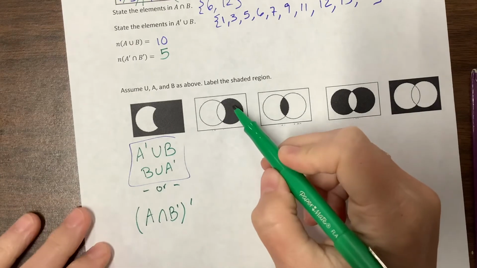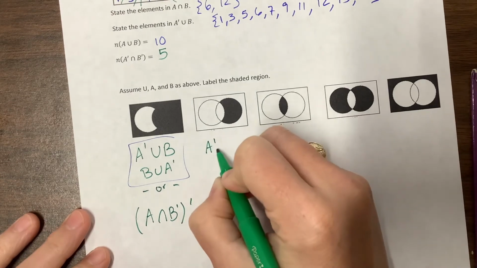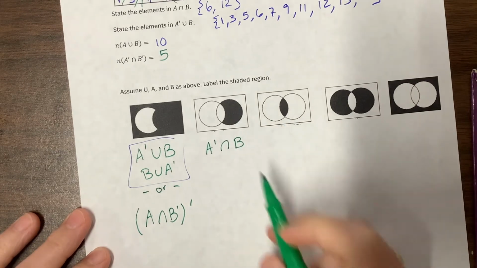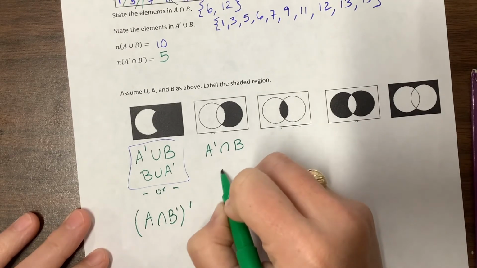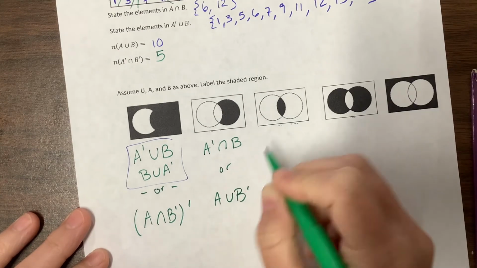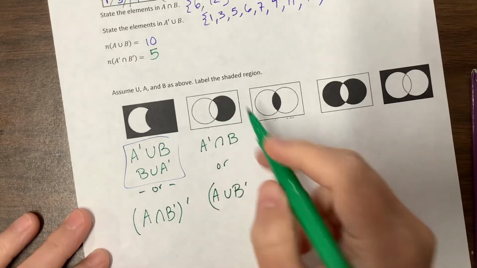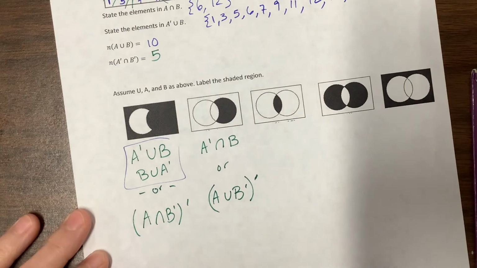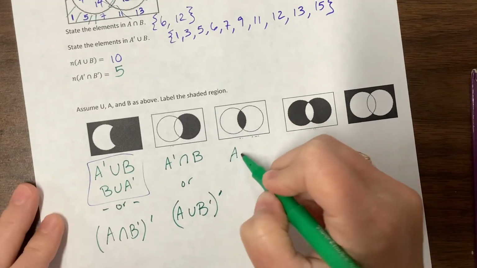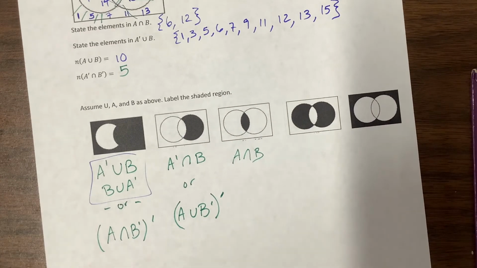The next one, what I have right here, is A naught intersecting with B. It's outside of A, but it has to be in B. Or what we could say is that it's A union B naught, everything that's not in B, but it would give me the not shaded part, so then I can negate it to get the shaded part. The next one, the easiest thing to say about this is just A intersect B. I don't really want to come up with another way to say it. I'm sure I could. I'm not going to.